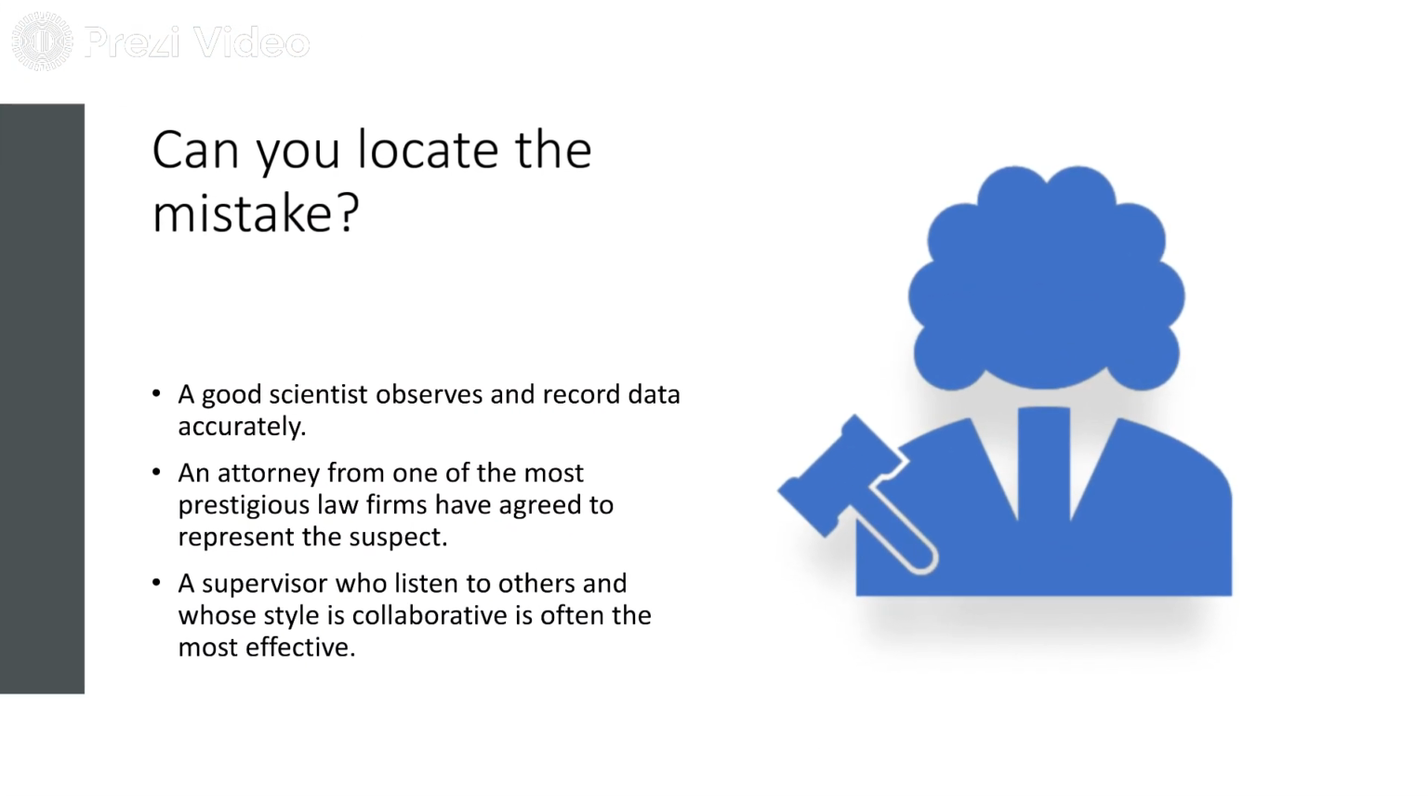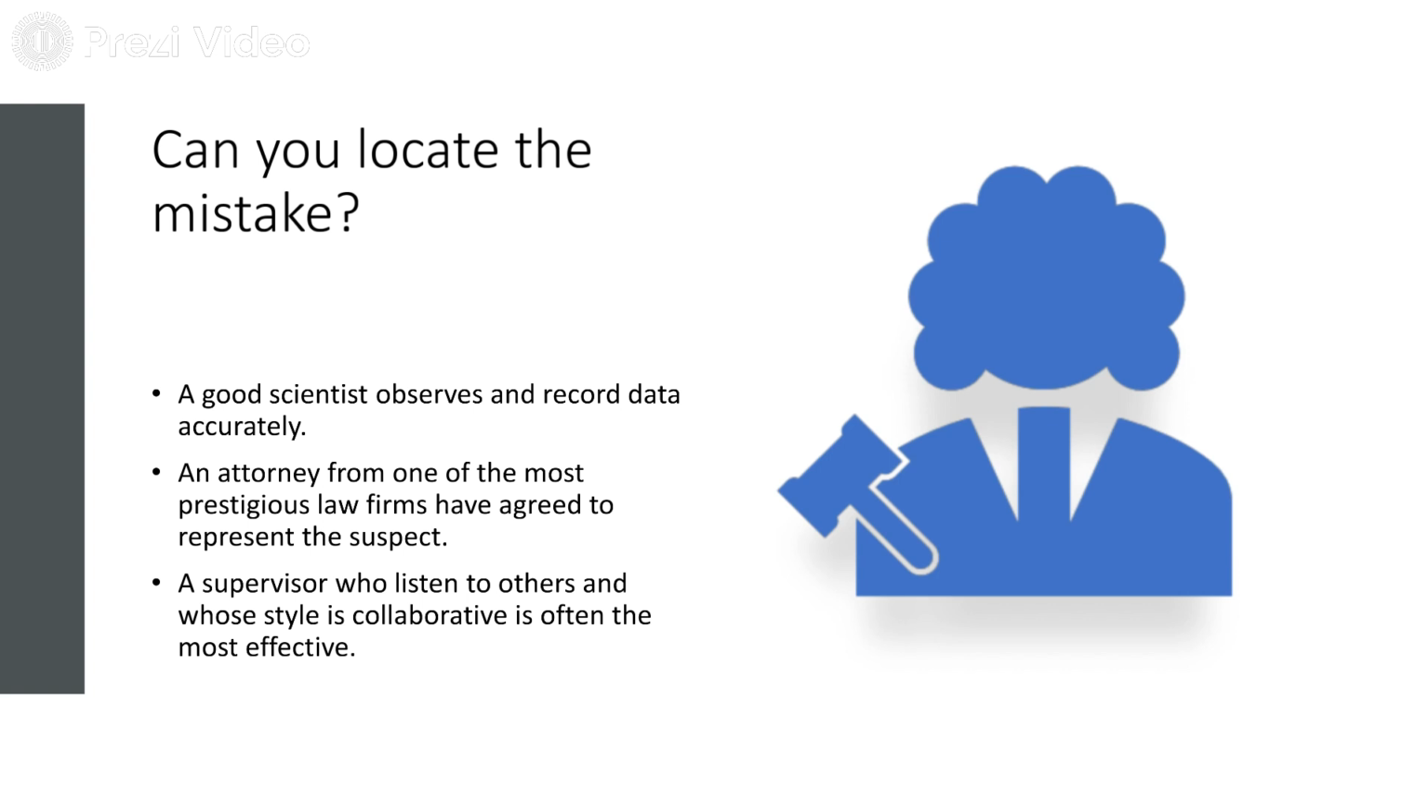Can you locate the mistakes? So here are some example mistakes of subject-verb agreement errors. The first sentence, a good scientist observe and records data accurately. Now that's wrong. It should say, a good scientist observes and records data accurately. Yes.